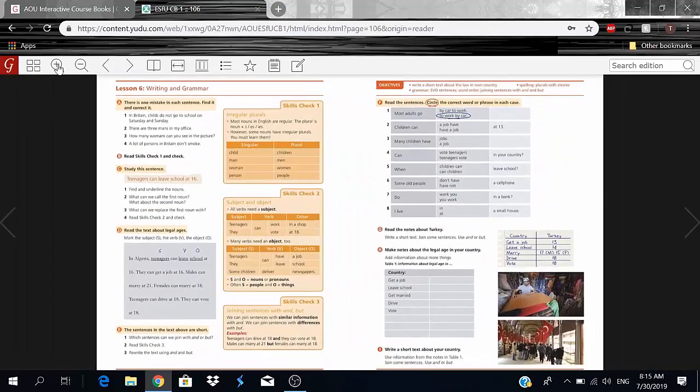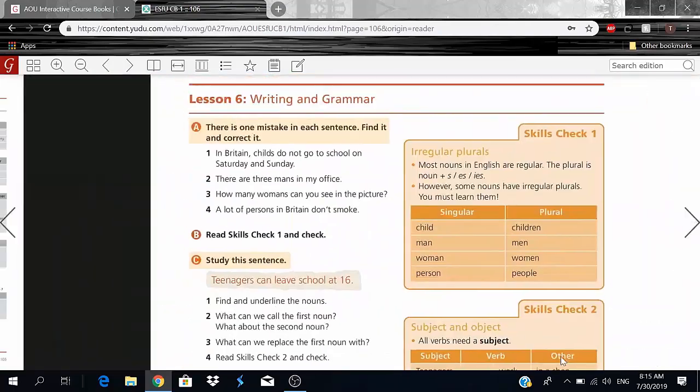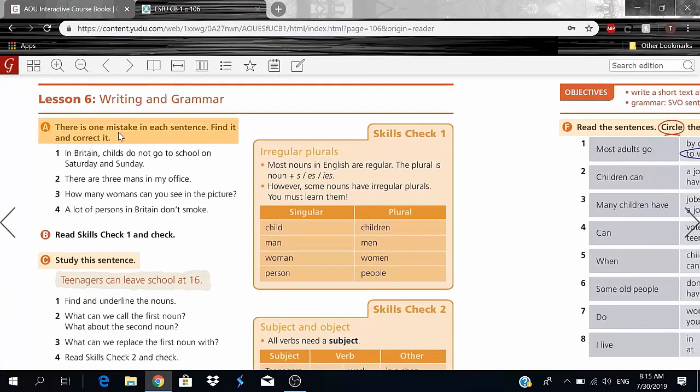Alright, here we have exercise A again. There is one mistake in each sentence. Find it and correct it. And before we do that, let's hop on to the skills check 1 here. So we have irregular plurals. Most nouns in English are regular. For example, the plural is the noun plus s or es or ies. However, some nouns have irregular plurals and you must learn them. There's no way around that.